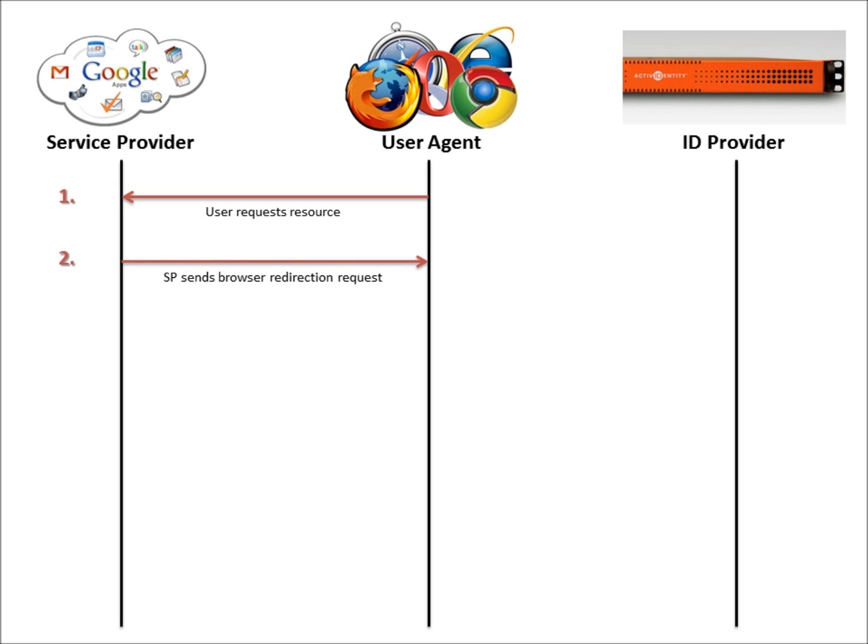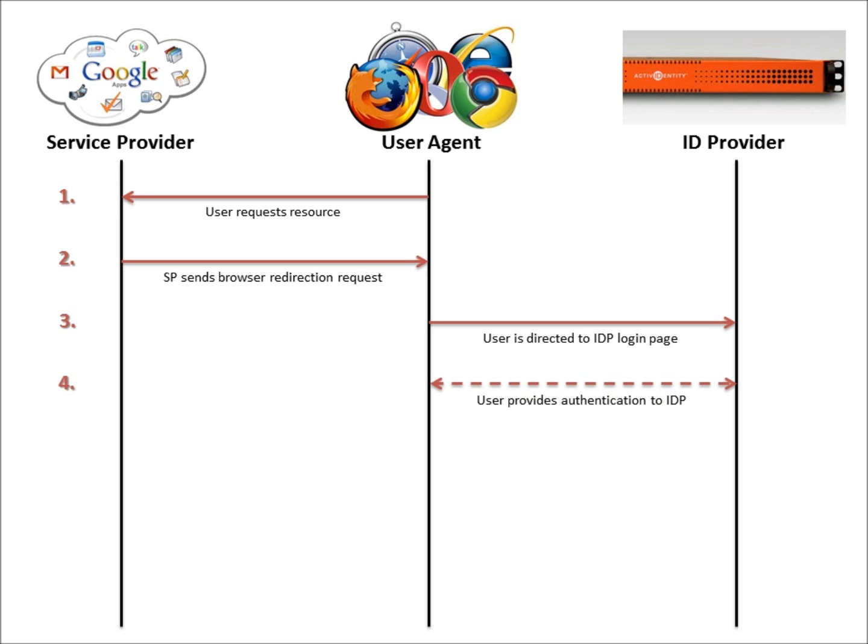The service provider then sends a redirection request to the browser. The location of the redirection request is pre-configured within the service provider, so it knows where to send the authentication request to. In our case, it is the Fortress Authentication login page. So the user is redirected to the login page, and they're asked to provide authentication. In the case of this demonstration, it's going to be a username and a one-time password generated from a web token.